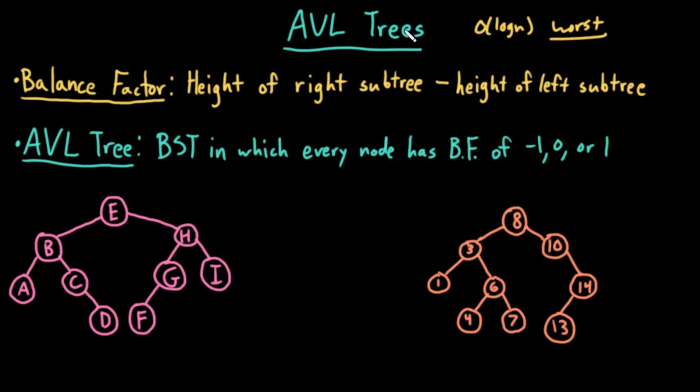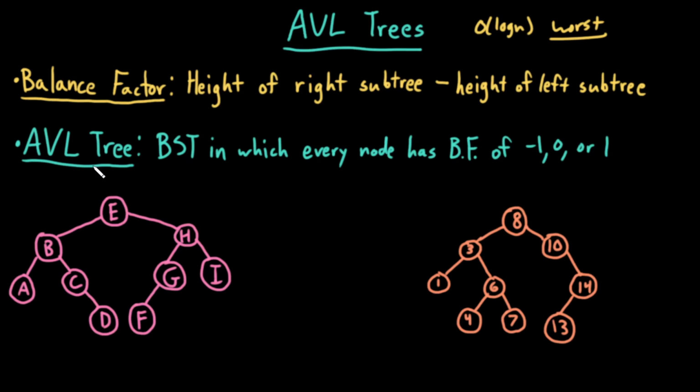Before we talk about AVL trees, we first have to introduce this concept of balance factor. So in a tree, or I guess in a binary tree, the balance factor of some node is the height of the right subtree of that node minus the height of the left subtree of that node.